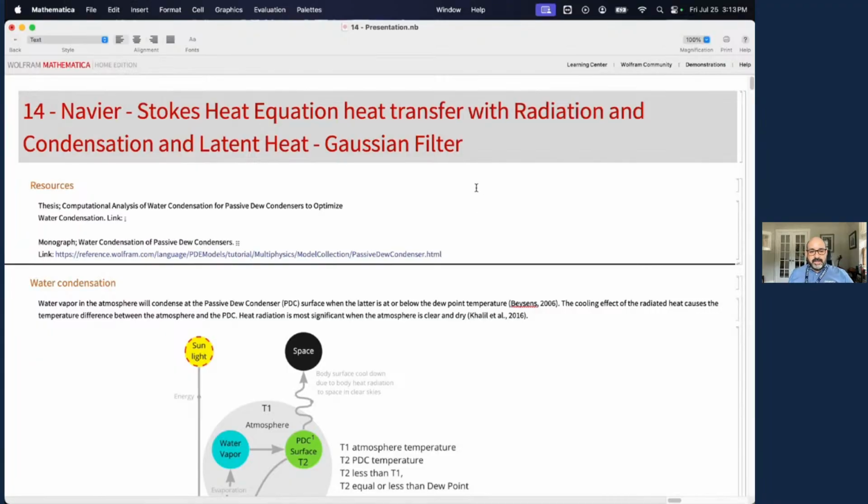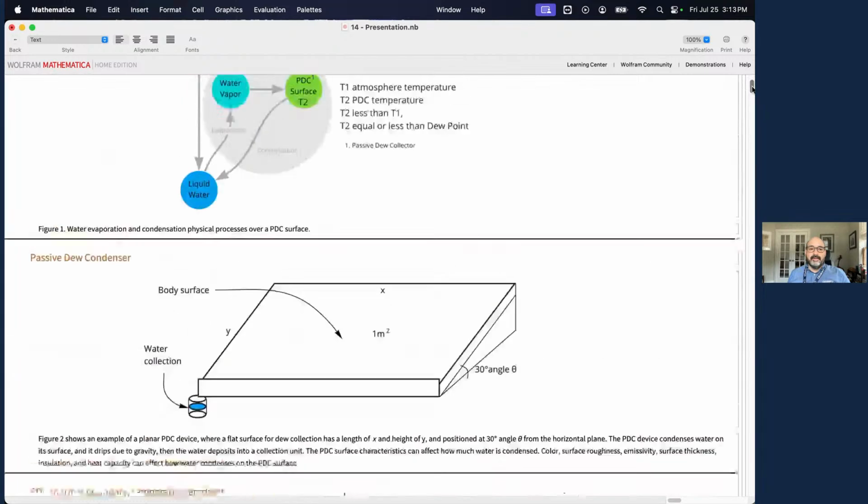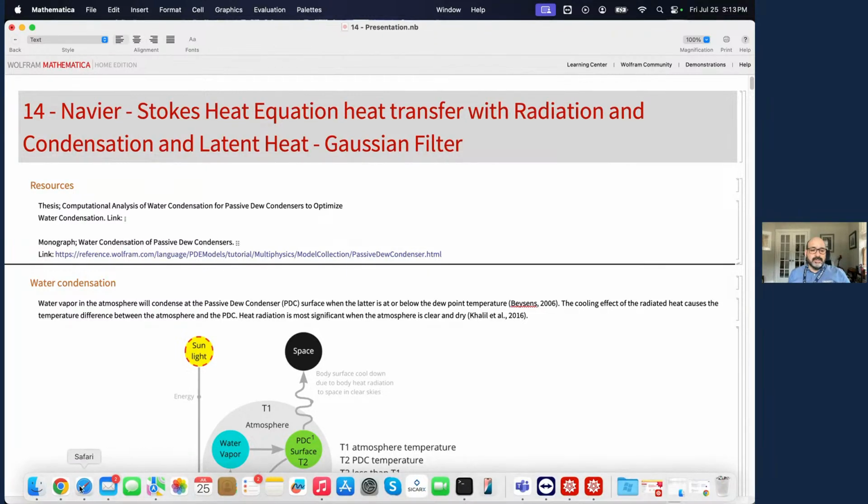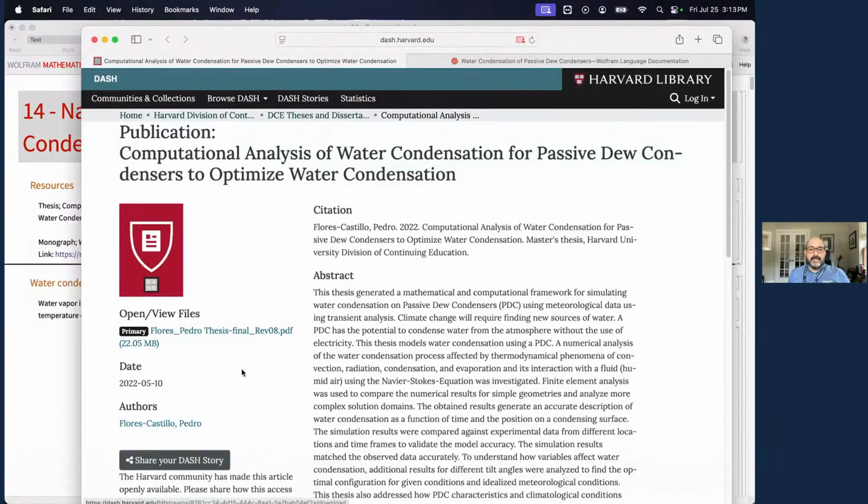So this is a presentation on the Navier-Stokes solution paired with the heat equation, introducing radiation and condensation, basically to estimate the amount of water that we can condense from a plate. And this is the topic of my thesis. There is a link to it, and you can actually see all the details of the thesis here.